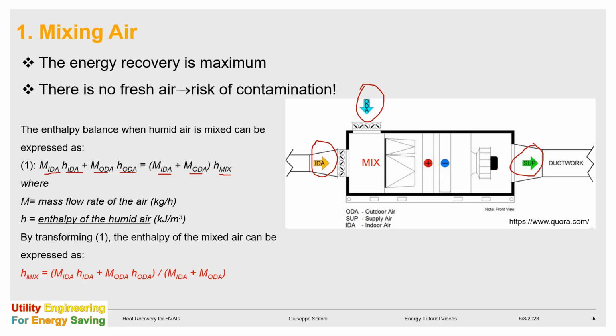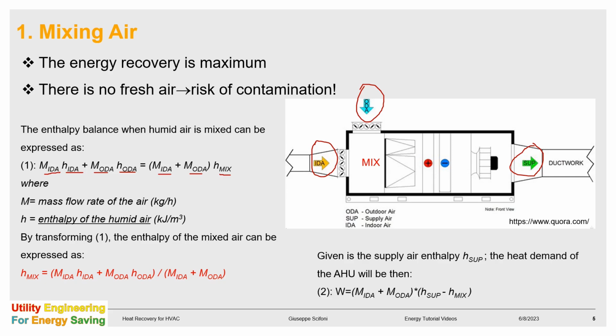Assuming that the enthalpy of supply air is known, that actually depends upon the heat load of the system, the heat demand of the air handler is a product of the mass flow of the mixture and the difference between the enthalpy of supply air and the one of the mixture, as per formula number 2.